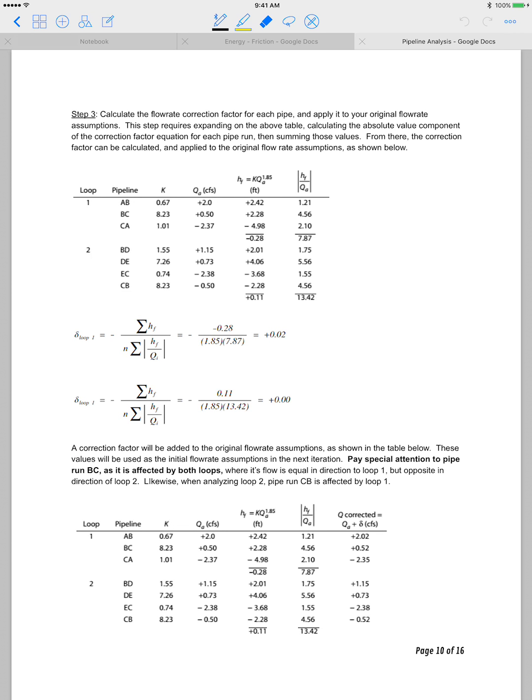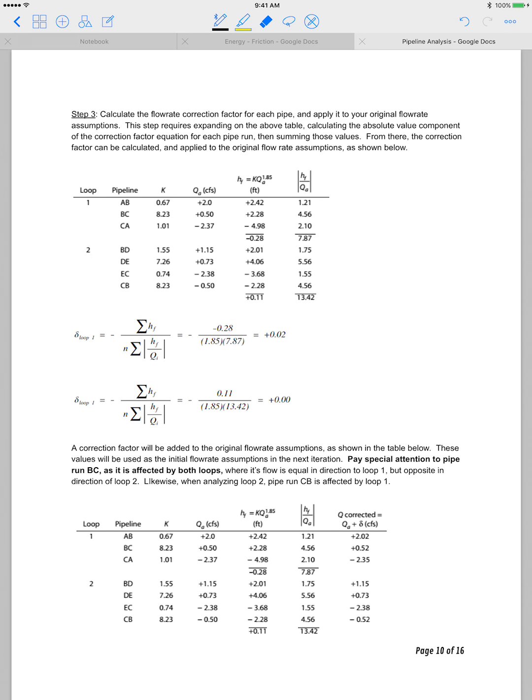Then, for the second part of the methodology, you take the absolute value of your hf, right here, this value, and divide it by your Q. So that divided by that absolute value, they should all be positive. Then you sum them up because you're going to need them in the denominator portion of your correction factor. So you sum all these up. I would say calc all these right now. Make sure you know what you're doing.